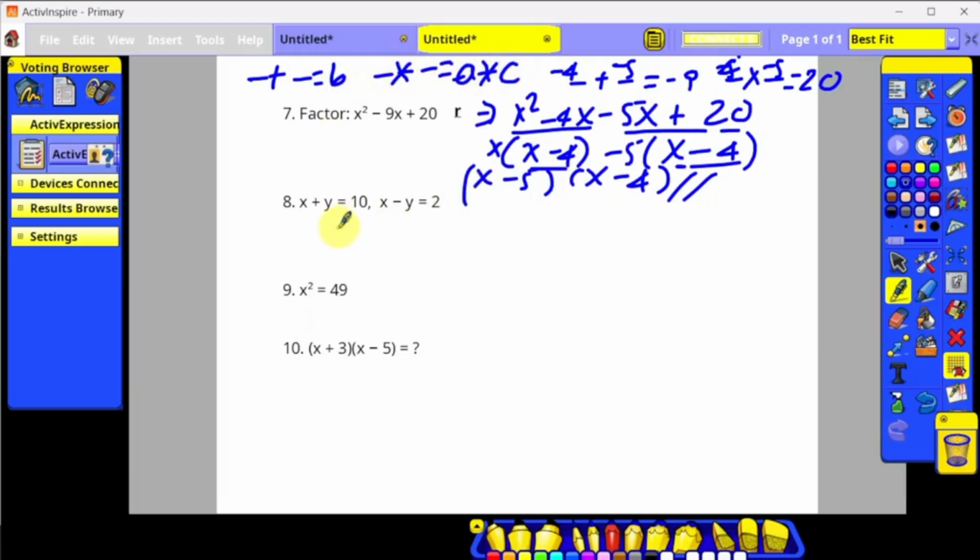Okay, the next question is x plus y is equal to 10 and x minus y is equal to 2.